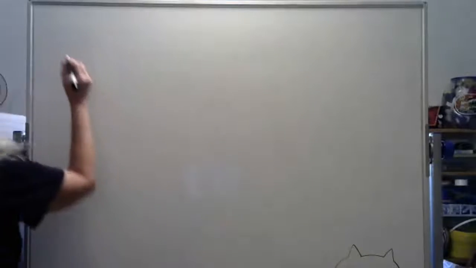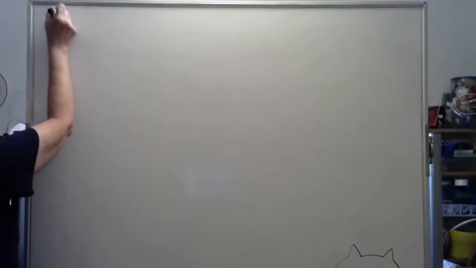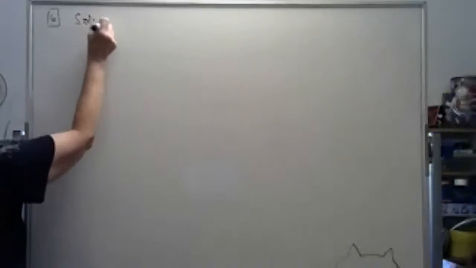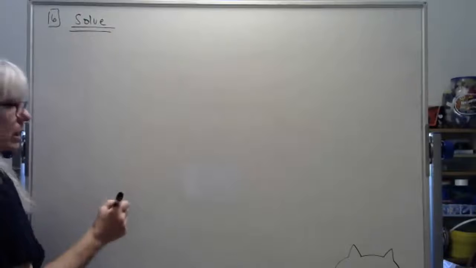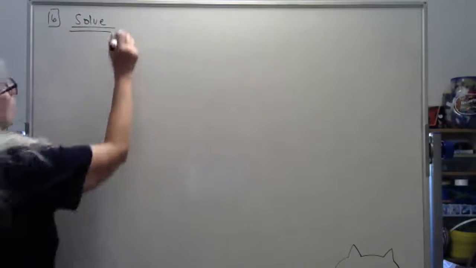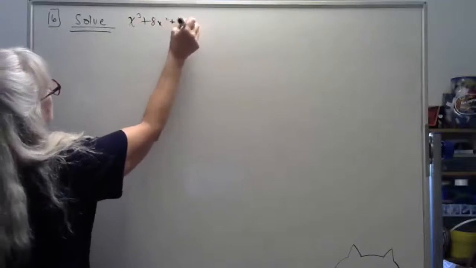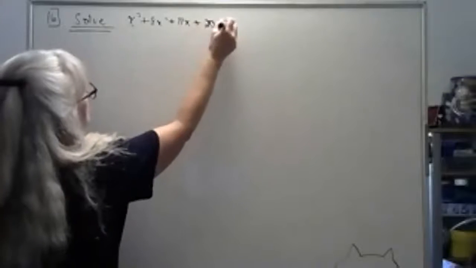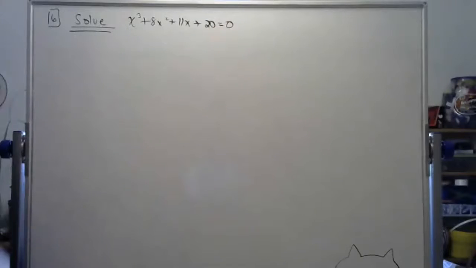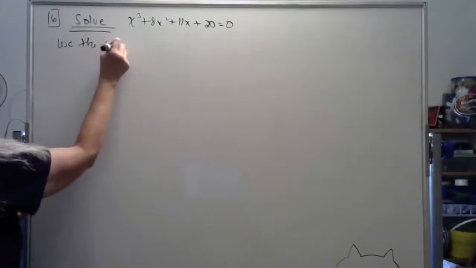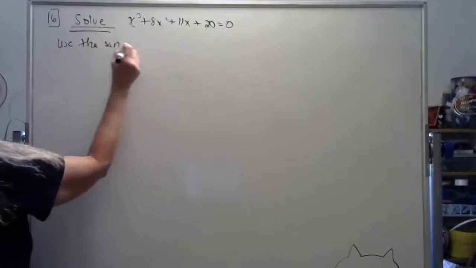Example 6. I just erased what I need. Example 6 is the same as example 5. The only thing that's going to change is the wording. So it wants me to solve x cubed plus 8x squared plus 11x plus 20. That's the polynomial we just had, equal to 0. So the only difference here, the process would be the same. So we would use the same process.